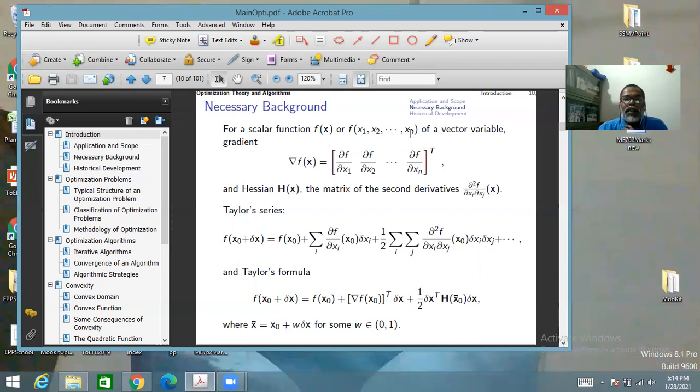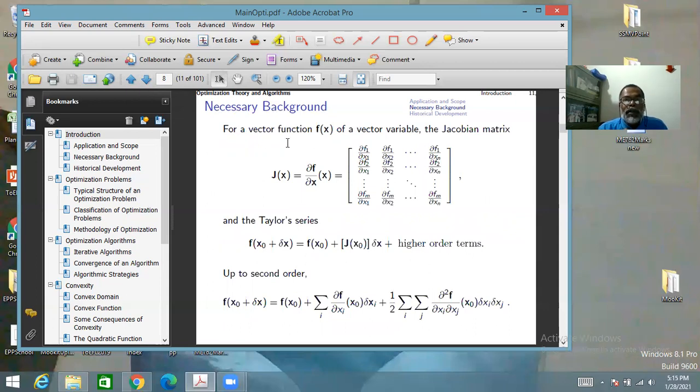Multivariate function. So here the task of the derivative is done by the gradient. Okay. And the task of the second derivative is done by the Hessian matrix, which is this symmetric matrix. Okay. And for that also you write Taylor series in this manner, similar terms. Okay. And Taylor's formula in a similar manner here. This x naught bar is between x naught and x naught plus delta x. Okay. So that is this. Okay.